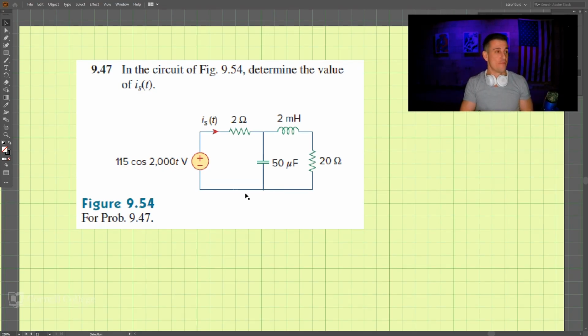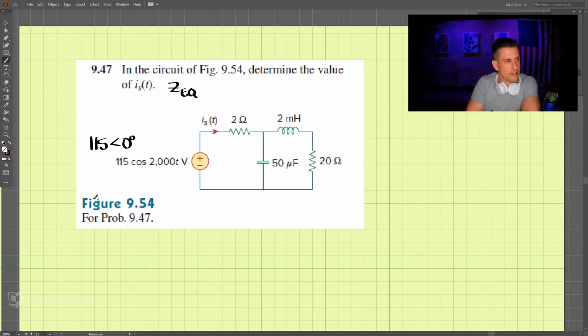So this is 947, and we're looking to determine the current. So what we want to do is find the equivalent impedance here. We have the voltage source, and we could write the voltage source as 115 at 0 degrees. And we know omega is 2000, right here, 2000.